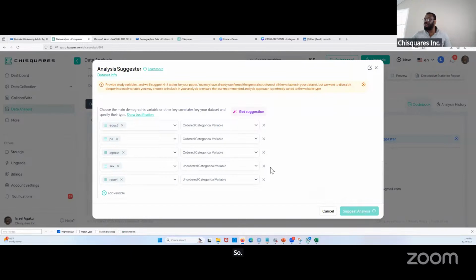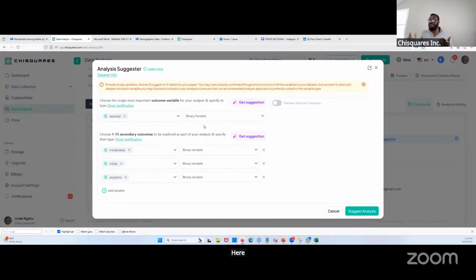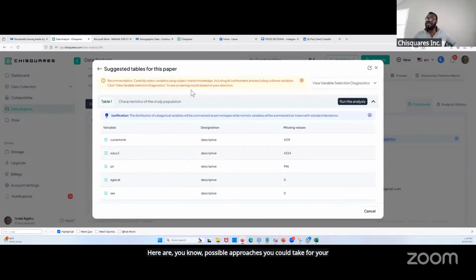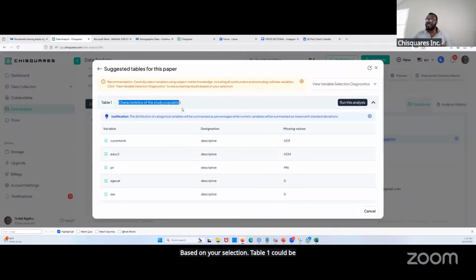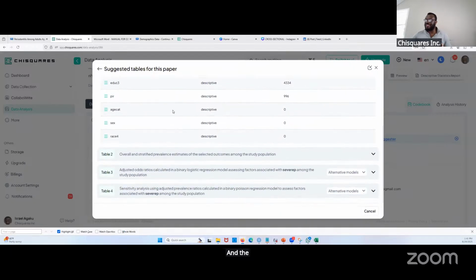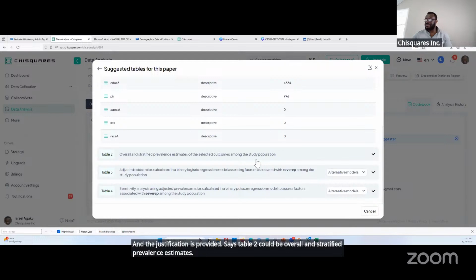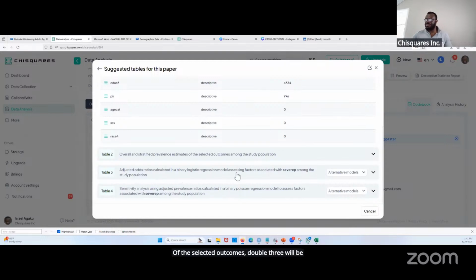So what happens is the platform takes all of the information you've provided and then suggests analysis for you that says, well, based on what you have provided for us, here are possible approaches you could take for your analysis. In this case, it says, here are tables that we have created for your paper based on your selection. Table 1 could be characteristics of a study population, and the justification is provided. It says table 2 could be overall and stratified prevalence estimates of the selected outcomes. Table 3 will be adjusted odds ratios assessing the correlates of the outcome. And table 4 suggests a sensitivity analysis, right?